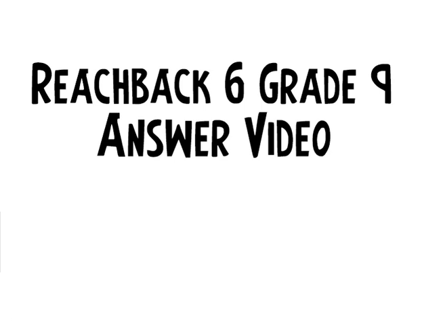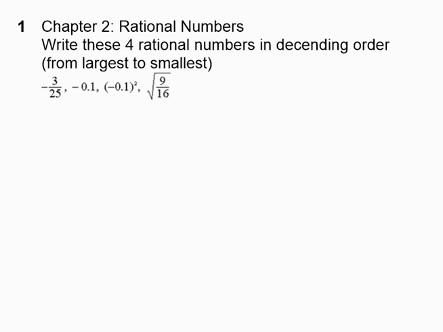We're going to start off with question number 1 from rational numbers. The question said, write these 4 rational numbers in descending order from largest to smallest. Now, we have 4 numbers here. I'm going to make them a little bit bigger here.